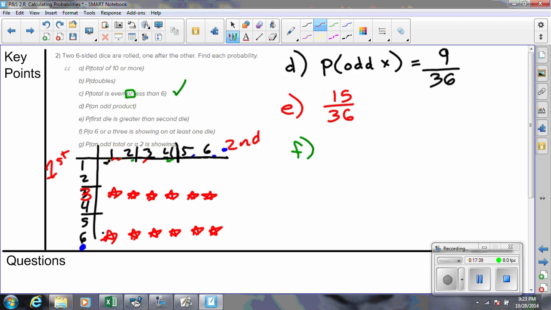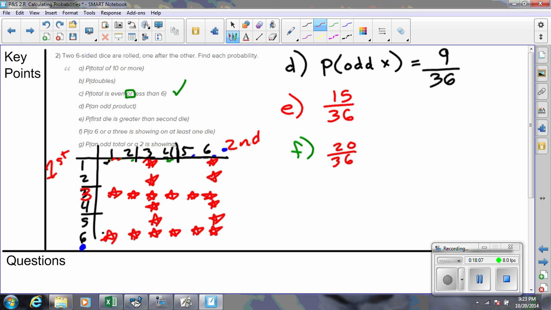Those are the options for the first die, but we could also have a 3 on the second one. So I'm filling in the column now. Or we could have a 6 on the second one, filling in this column. And then we've just got to count up how many total stars are there. 6, 12, plus 4, plus 4. We wind up with a total of 20 out of 36.